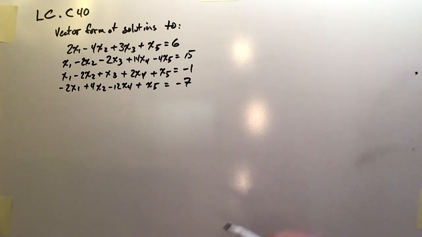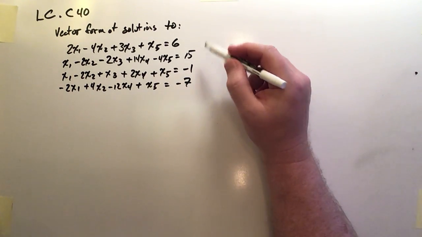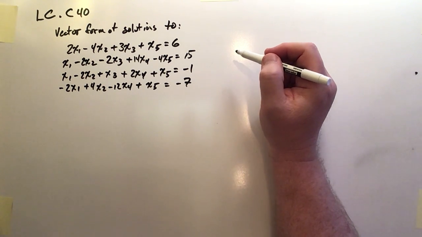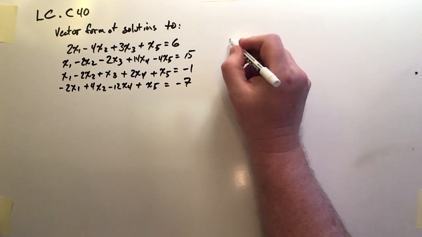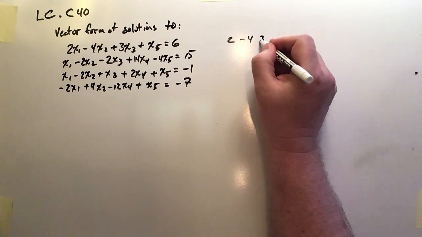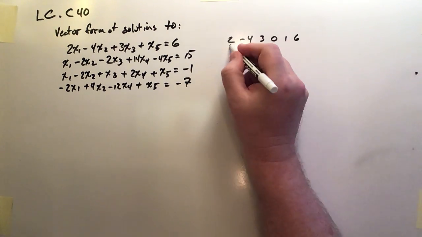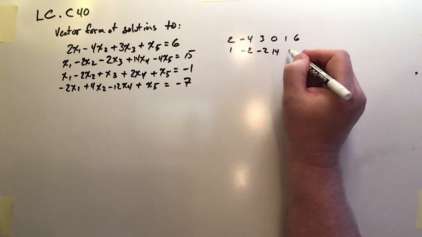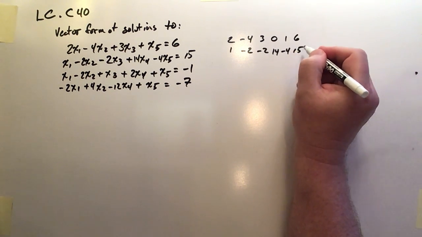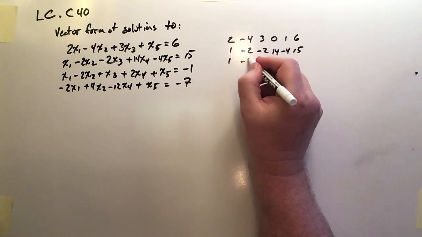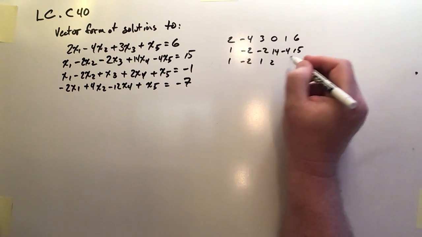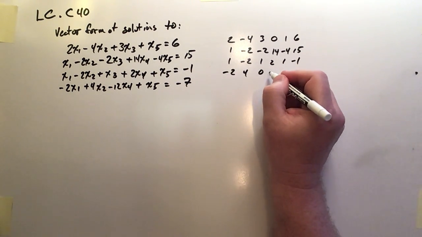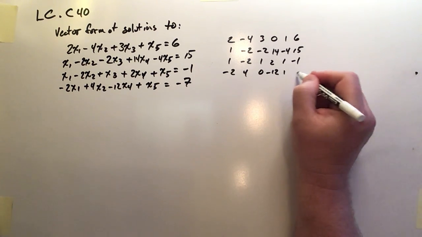So first we've got to solve the system, and that means taking the augmented matrix and putting it in reduced row echelon form. The augmented matrix is 2, -4, 3, 0, 1, 6. The second row is 1, -2, -2, 14, -4, and 15. The third row is 1, -2, 1, 2, 1, -1, and the final row is -2, 4, 0, -12, 1, -7.